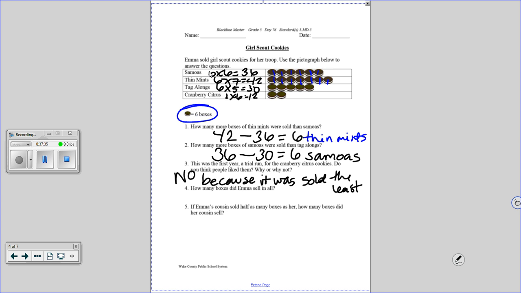How many cookies did Emma sell in all? Give me an addition equation for how many cookies she sold in all. Naviana? 36 plus 42 plus 30 plus 12.